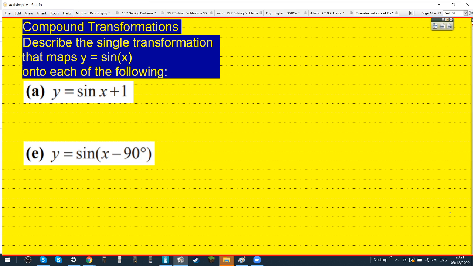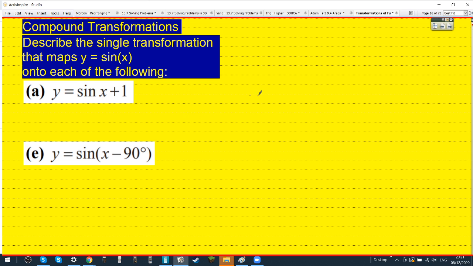So would it be a sine graph? Describe the single transformation. The whole graph would move 1 unit. Would it just be 1, 0? No, that would be if it's in the bracket next to the x. Oh, so it's out of the bracket. So it's just 0, 1.